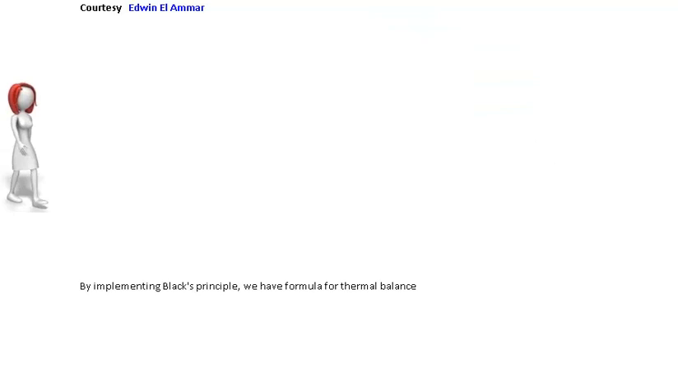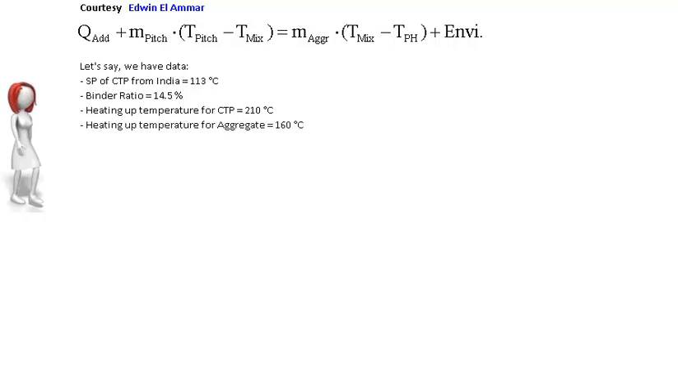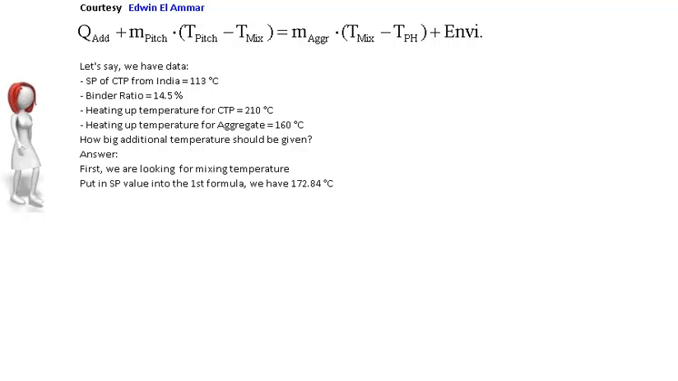By implementing Black's principle, we have a formula for thermal balance. Let's say we have data. SP of CDP from India equals 113 degrees C. Binder ratio equals 14.5%. Heating up temperature for CDP equals 210 degrees C. Heating up temperature for aggregate equals 160 degrees C. How big an additional temperature should be given? Answer: first, we are looking for the mixing temperature. Putting the SP value into the first formula, we have 172.84 degrees C.